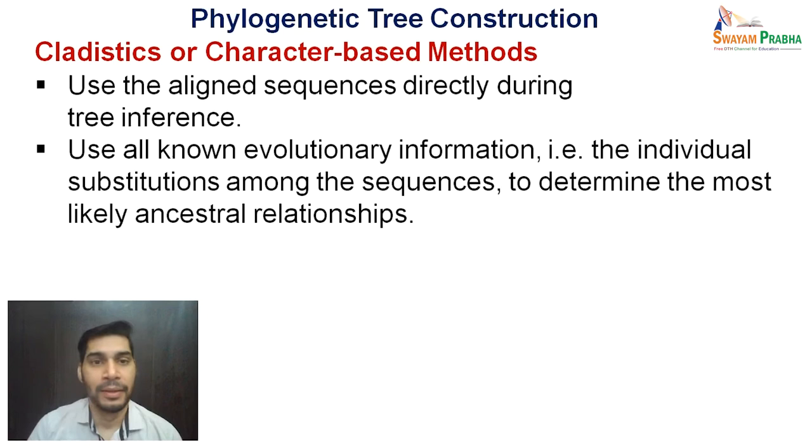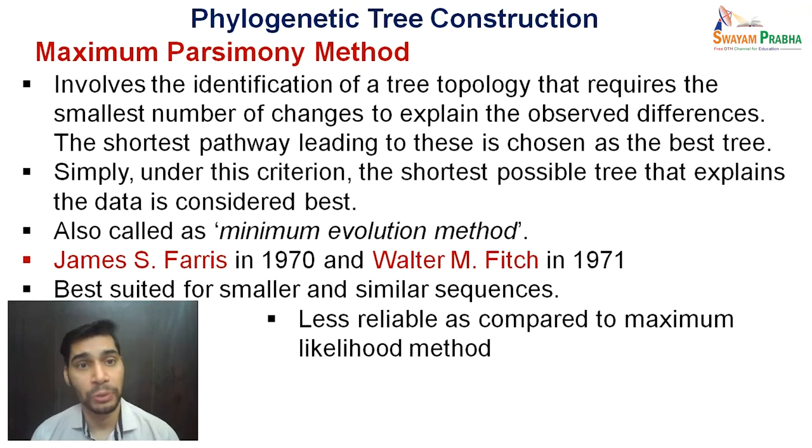Moving ahead to the next, which is called cladistics or the character-based method. In these, we use the aligned sequences directly during the tree inference. So we do not develop a distance matrix. We use all known evolutionary information, that is, the individual substitutions among the sequences, to determine the most likely ancestral relationship. Under the character-based methods, there are two approaches. One is called maximum parsimony and the other is called maximum likelihood.